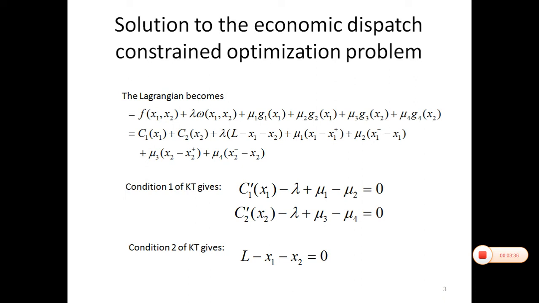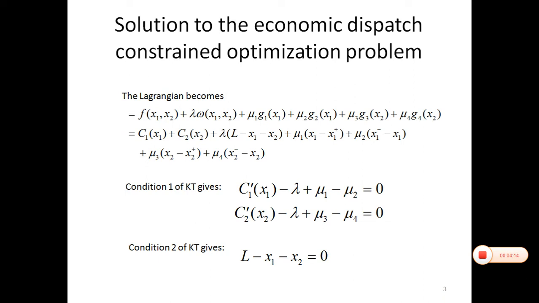If we put in the values of the objective function and all the equality and inequality constraints, we'll get this equation, which is defined by C1(x1) plus C2(x2) plus lambda (L minus x1 minus x2) plus mu1 (x1 minus x1 plus) plus mu2 (x1 minus minus x1) plus mu3 (x2 minus x2 plus) plus mu4 (x2 minus minus x2). So actually this is an inequality constraint optimization problem.